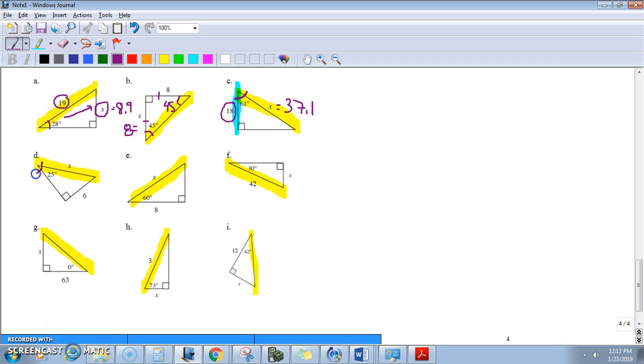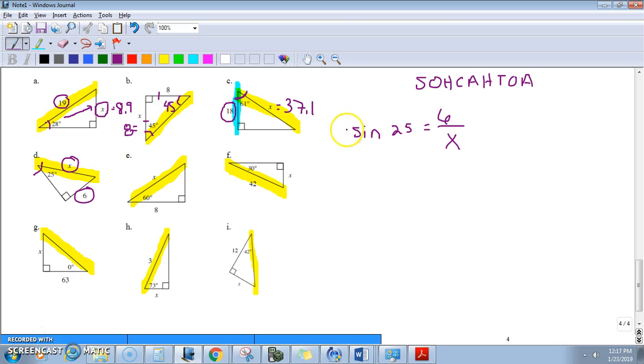Okay, D, I have the angle, the hypotenuse, and the opposite, so that's going to be sine. So that is the sine of 25 is equal to the opposite 6 over x. Oh, let me write this up here again, so you guys can see that.